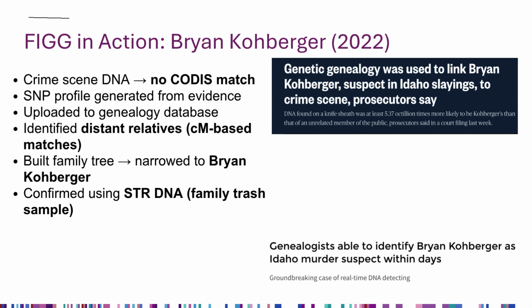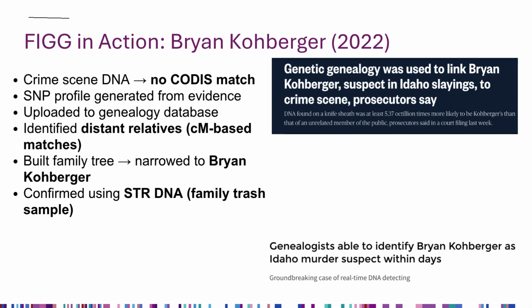In late 2022, four college students were found murdered in their shared home. Police were desperate to find who was responsible. Investigators recovered DNA from the crime scene, but there was no match in CODIS, so that would be using the traditional STR method. And so they didn't have a suspect from that route. They then generated a SNP profile and uploaded it into a genealogy database.